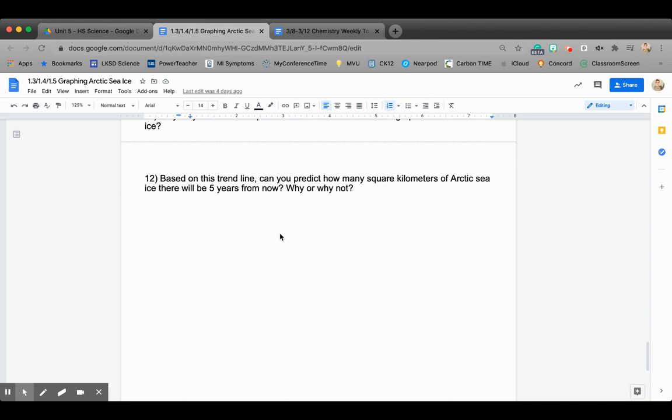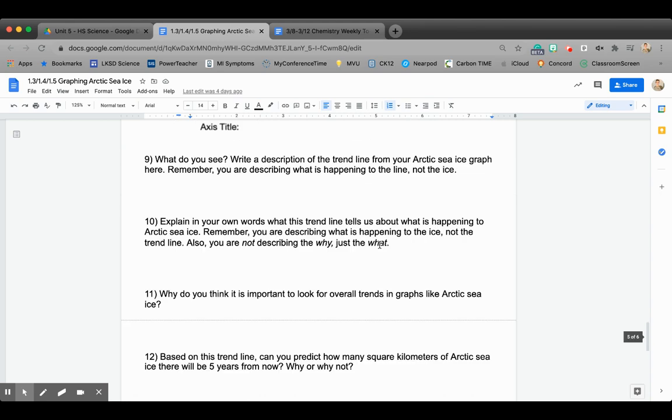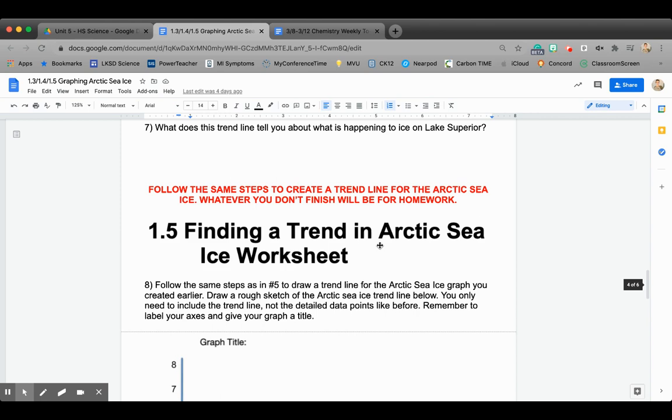Question number 12 says, based on the trend line, can you predict how many square miles of Arctic sea ice there will be 5 years from now? Come up with a rough number or an average, what you think it could be. If you don't think it's possible to make that prediction, also make sure you back up why you think that. So again, this is a graded assignment.